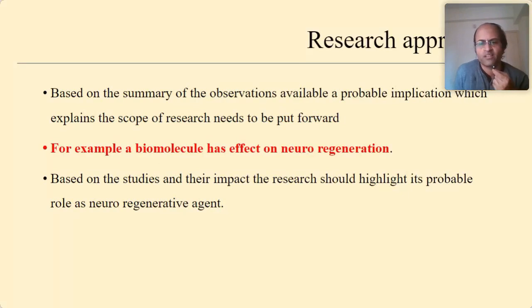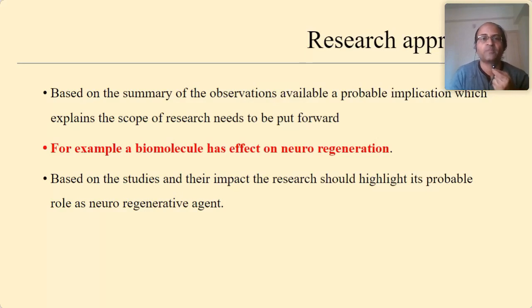Another similar example here is a particular biomolecule, like a natural flavonoid that is found in the cells, that has an effect on neuroregeneration. So we search the literature, we compile the entire data, and then we predict whether it's a neuroregenerative agent or not. And if it is, then we proceed ahead to work with it.